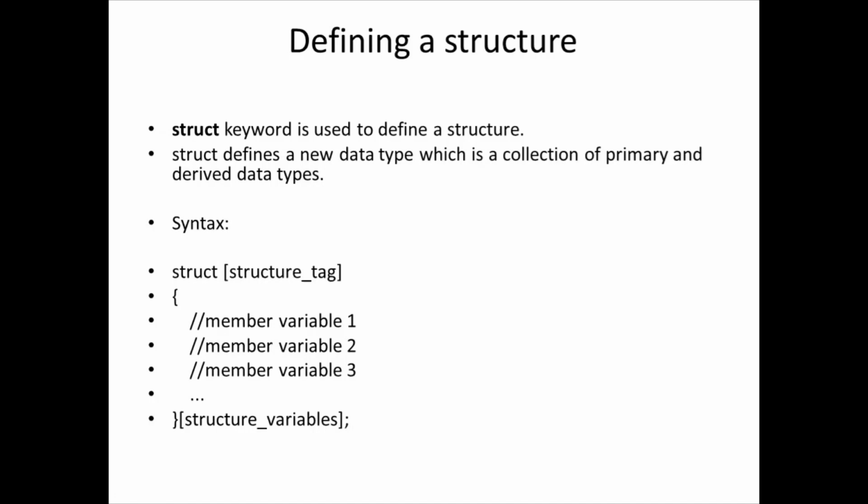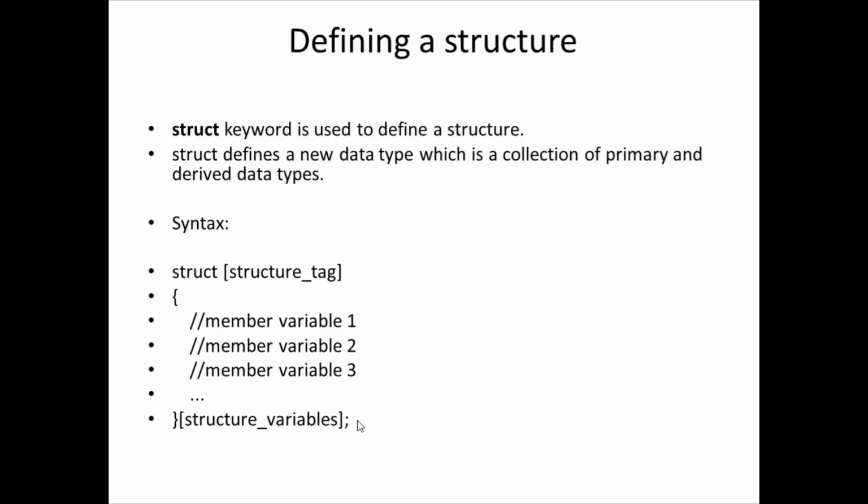What is the syntax for the structure? We have to give the struct keyword, next the structure tag name, then open curly braces and closed curly braces. Within the curly braces, we specify the member names, and it will be terminated with a semicolon that gives the end of the structure. This is the general syntax.